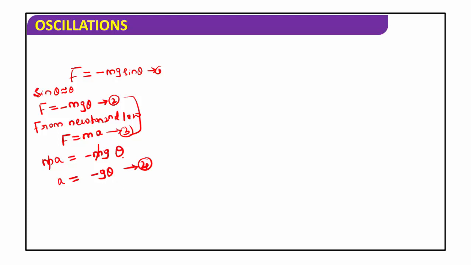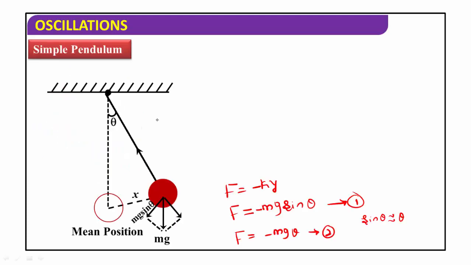But here from this diagram, theta is the angular displacement. Suppose y is the displacement of the particle, and this is the maximum displacement. Theta is equal to y divided by L, which is also called the arc length. Theta is equal to y divided by L.